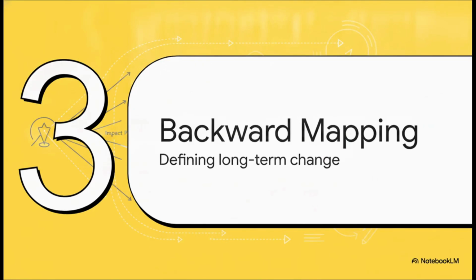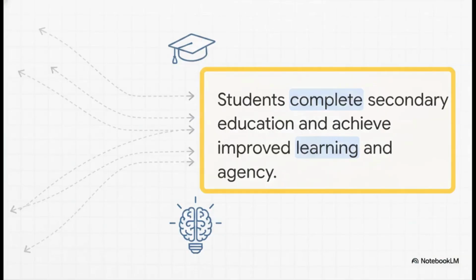Step 3. Mapping backwards from impact, defining long-term change and the preconditions required to reach it. Before plotting out our whole journey, we obviously need to establish our ultimate destination. So the crucial point here is drafting a highly effective impact statement. Take a look at the impact statement for our case study.